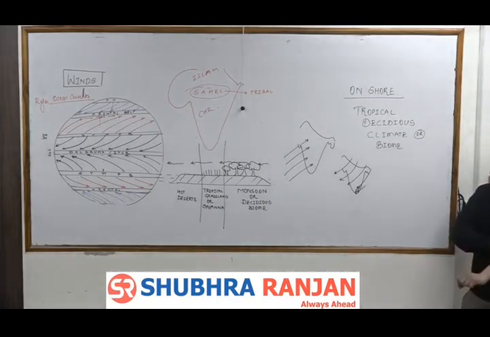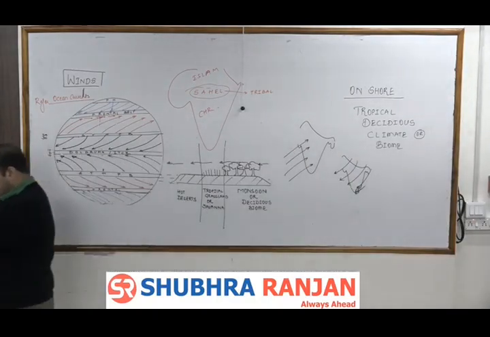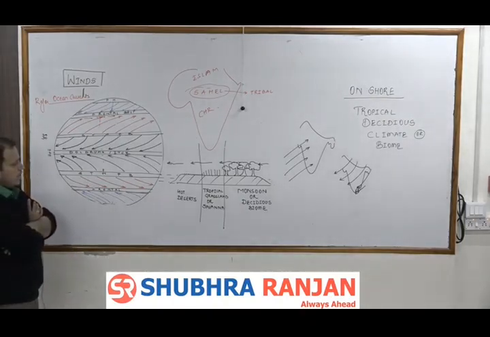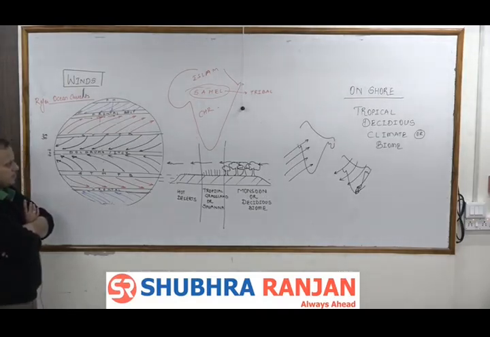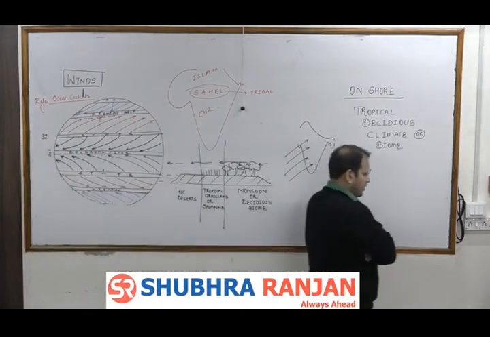The transition zone between the hot deserts and the tropical monsoon biome is known as savanna grasslands, or the tropical grassland biome.